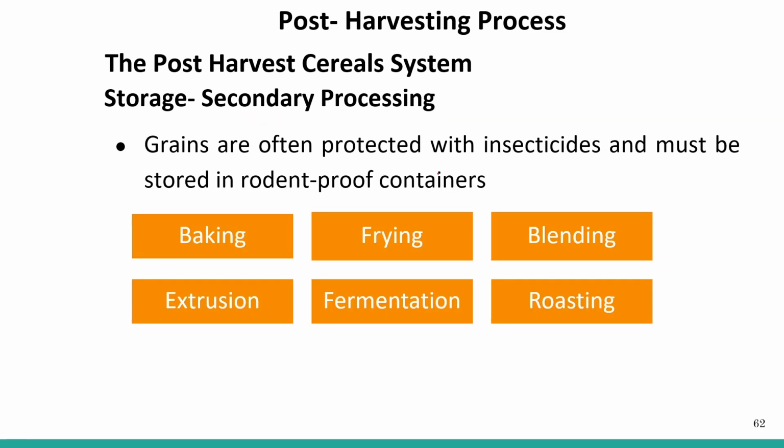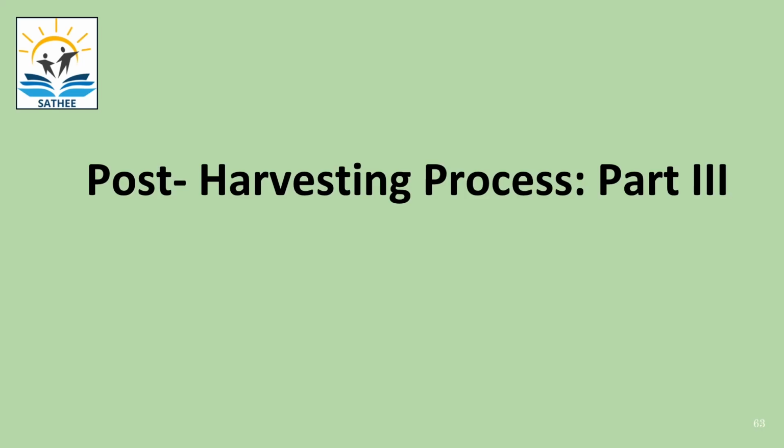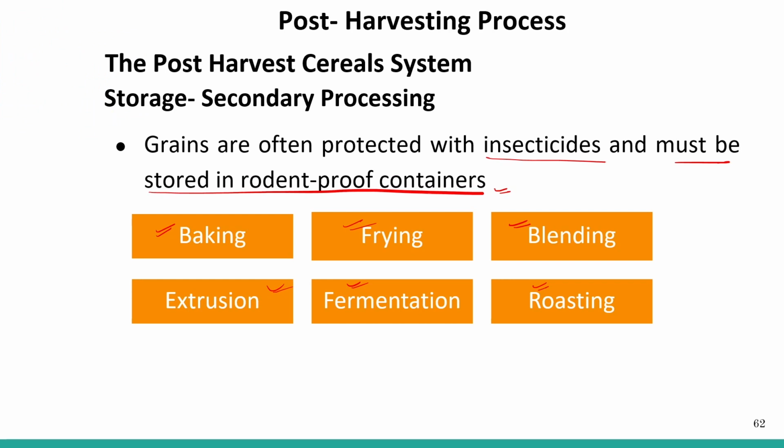The grains are often protected with insecticide and must be stored in a rodent-proof container. This is done for the secondary processing, that is baking, frying, blending, extrusion, fermenting, and roasting. This we have already covered in the first session. So this is all about this session. We will have one more session to complete this particular topic. Till then, thank you very much.